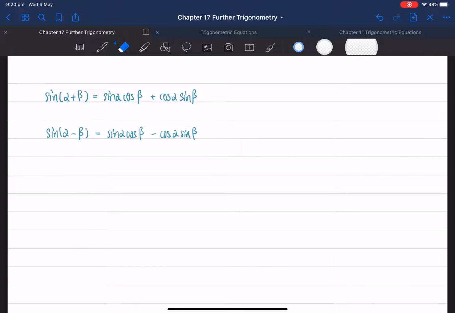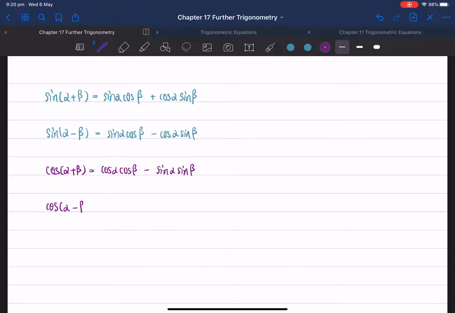But for the cosine, it's different. For cosine alpha plus beta, how do I remember it? Firstly, if it's plus in the brackets, it's minus outside. But how do I remember the rest? I just remember something like cosine, cosine, sine, sine. So it's really easy: cosine, cosine, and sine, and sine. That's how I remember it. I don't know why I remember it like this, but it just works for me. And then I remember cosine is always the opposite sign. So if it's minus, it's going to be a plus. Sine and sine.